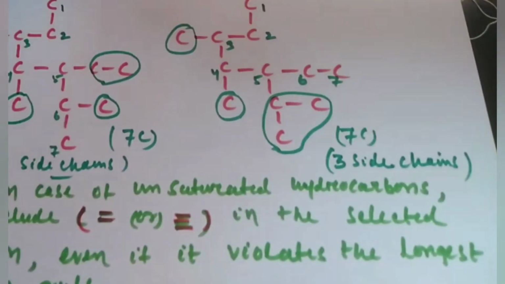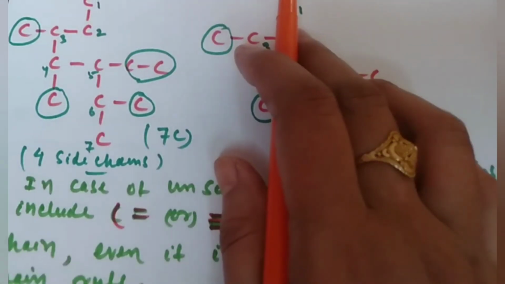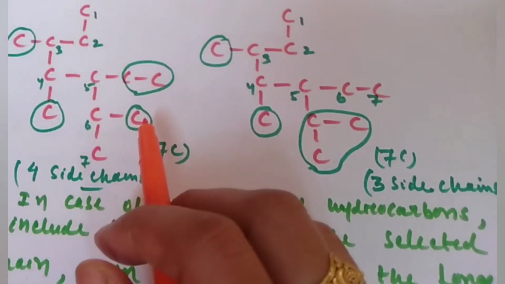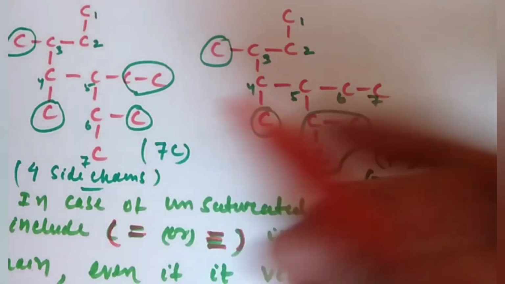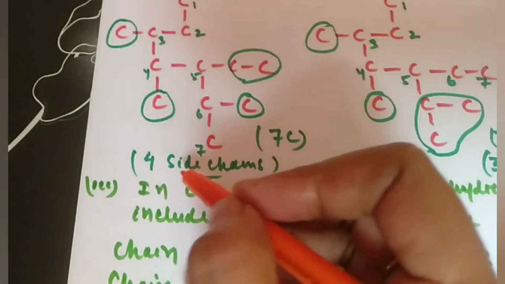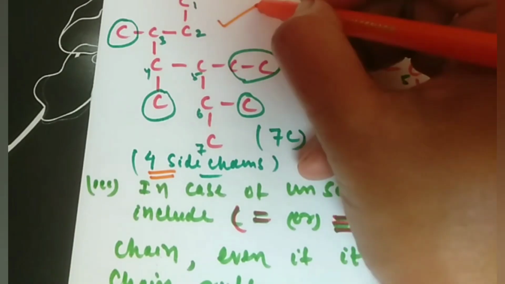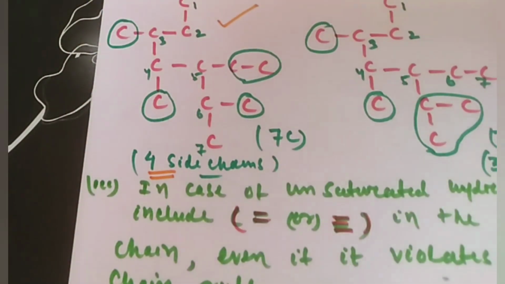So which one will you choose? According to the rule, you have to choose the longest continuous carbon chain with maximum side chains. So the maximum side chains is this one, 4 side chains. So this is the correct way to proceed.